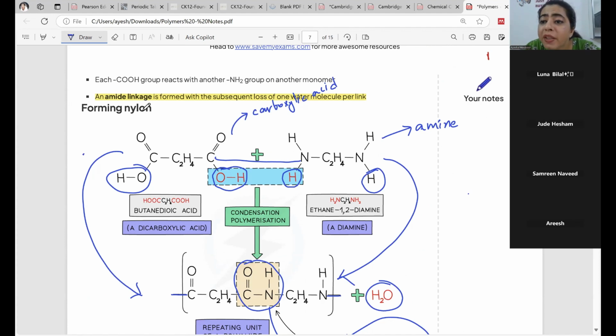Before that, we have seen polyethylene and polypropylene. Those were examples of addition polymers. So this type of question can also come in the exam.